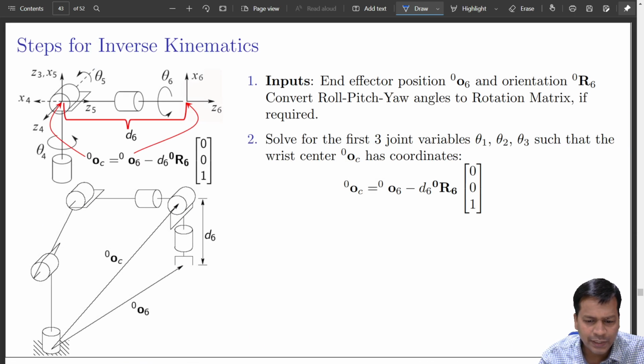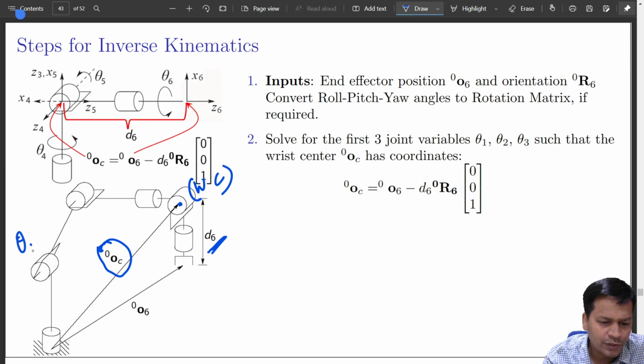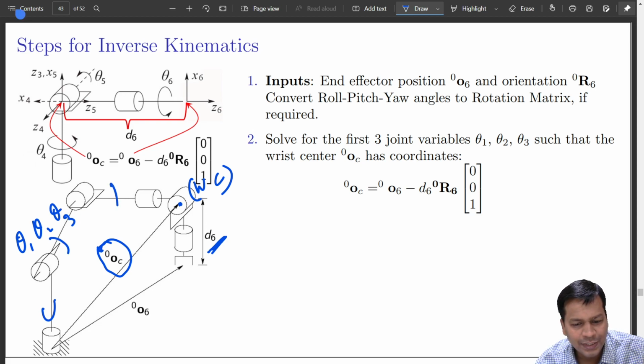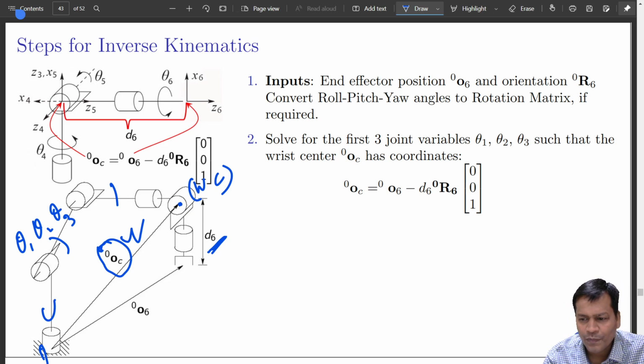So things that are given: D6 is given. Now we have to find out this. I am interested in finding this because that is the wrist center point. If I know this, I can find out theta 1, theta 2 and theta 3, the first, second and third angles. So we'll try to get this wrist center point from O. How can that be done?